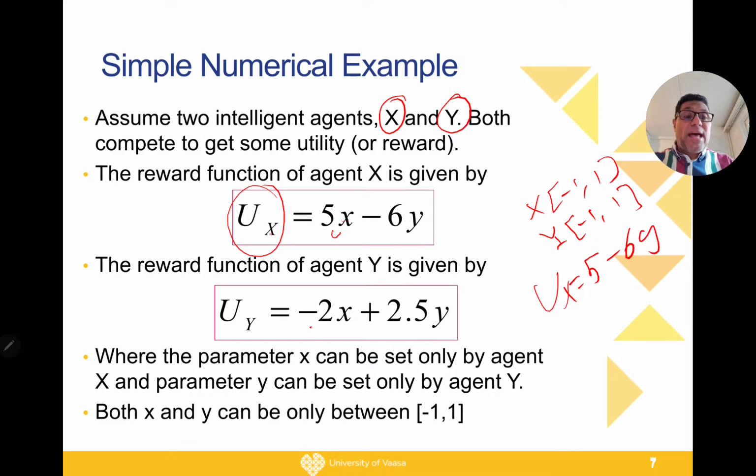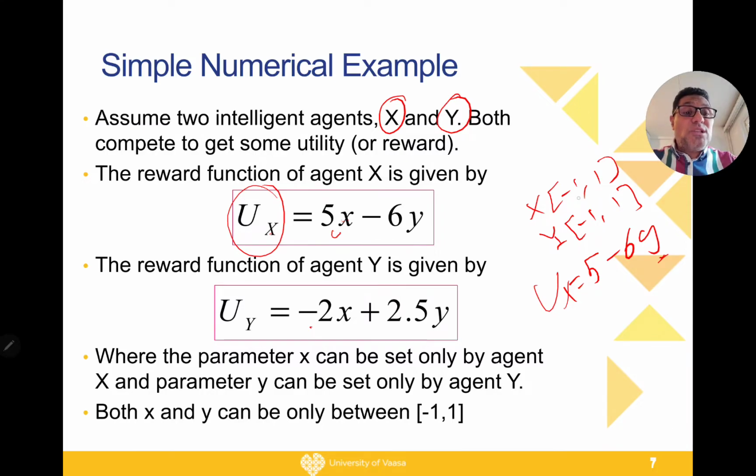But the problem here is that their reward depends on the selection of Y. So it is not depending on X itself. And this is a critical difference between game theory and a normal optimization problem. In the optimization problem, you set your parameters in order to maximize your reward, and it depends only on your own parameters. But if the reward depends on some other intelligent agent who can control them, then the problem is not that easy to handle.